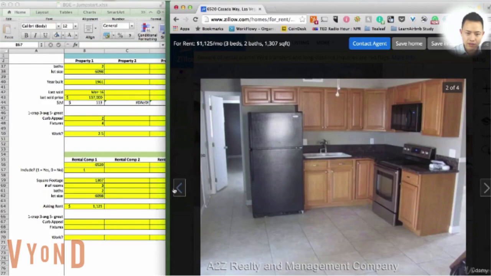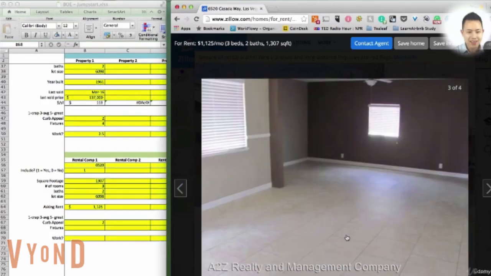Last sold very recently, because we were just looking at this. Last month, for 137,000. And let's take a look at the photos. This doesn't look too good. In the front, this is not very appetizing for a potential renter. It looks very gloomy, right? Dark and gloomy. I'm going to give it a 2 for the curb appeal.